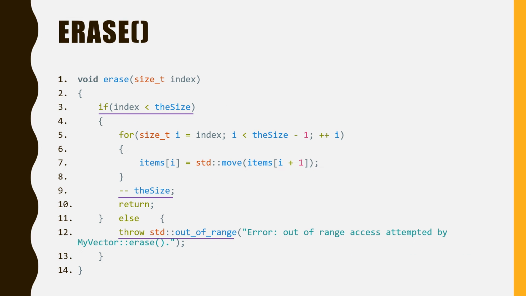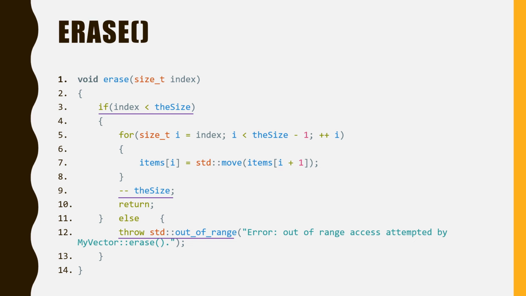Then, let's talk about the data deletion operation erase. The function has one parameter index that identifies the data element to be deleted. Similar to the data access operation at, the code shown here includes error checking.